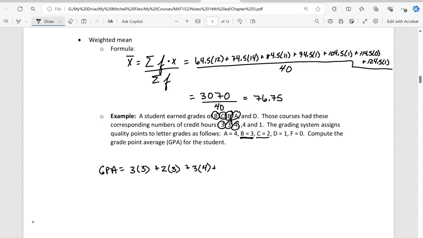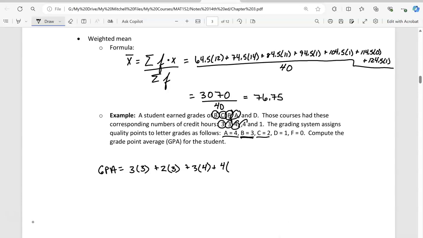And then we have an A, which is 4 GPA points, and that was a 4 credit hour class. And then we had a D, which is 1 GPA point. That was a 1 credit hour class. So there's our numerator. The denominator is going to be how many credits were taken. So I've got 3 plus 3 plus 4 plus 4 plus 1.